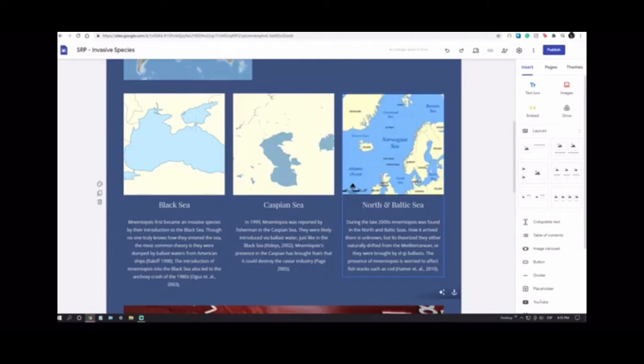Their presence in the Caspian has brought fears that it could damage the caviar industry, which is incredibly important in the Caspian Sea area. Lastly, the North and Baltic Seas, which reported Mnemiopsis in the late 2000s. It's unknown how Mnemiopsis got here, but it's likely they were brought via ship ballast as well. The presence of Mnemiopsis affects fish stocks in the area, which are incredibly important to the island nations in the area.